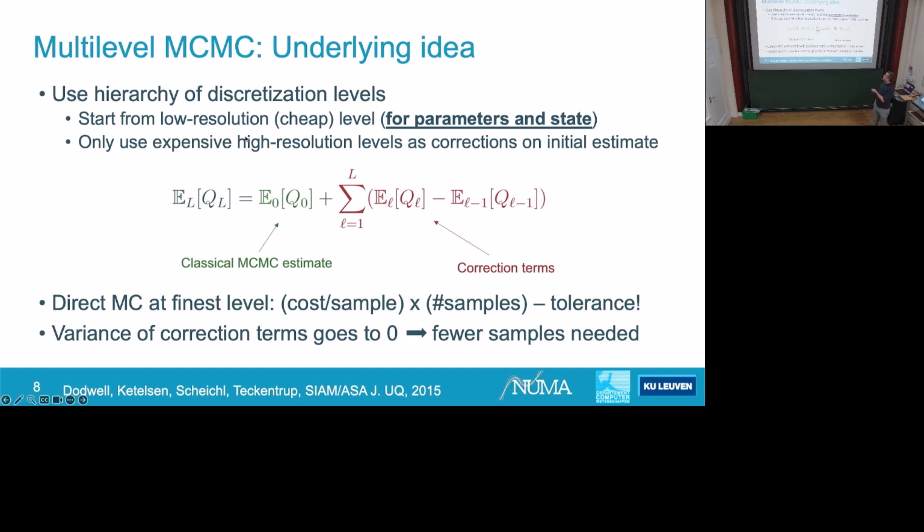We basically write our expectation that we want, which is the quantity of interest at the finest level. The finest level is capital L, so the higher L, the higher the number of degrees of freedom. That's how you should see it. And we say we're going to approximate on a very coarse mesh. Of course, this expectation at this very coarse mesh will not be the same as this expectation on the very fine mesh, but what we will add is a telescoping sum.